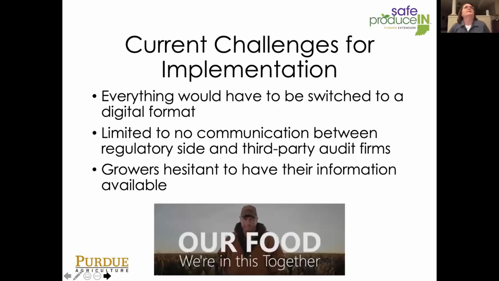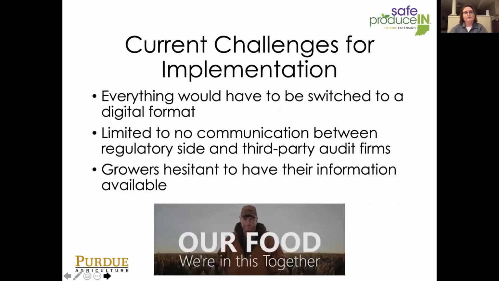I keep thinking there's so much data right there that we're just not looking at. But a lot of it is because this would all have to be in some sort of digital format, and not all of it is. We're getting there. It's moving that way, but there's still a lot of paper floating around in the produce world. So getting everything into a digital format would definitely be a challenge.